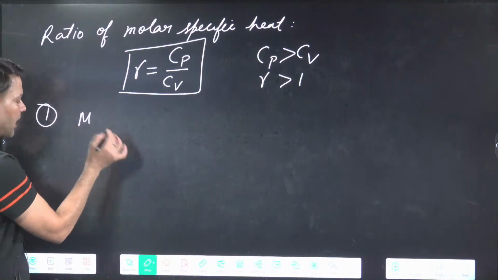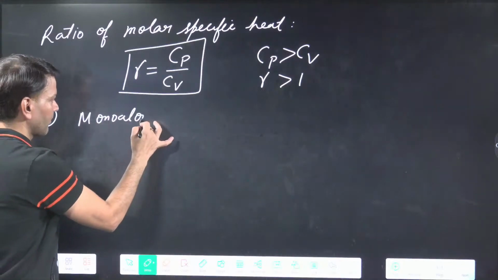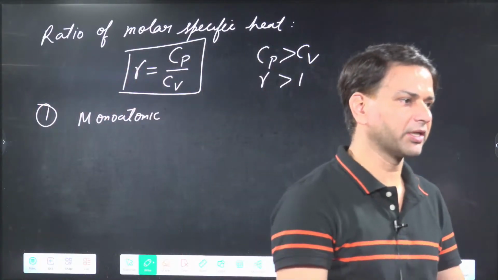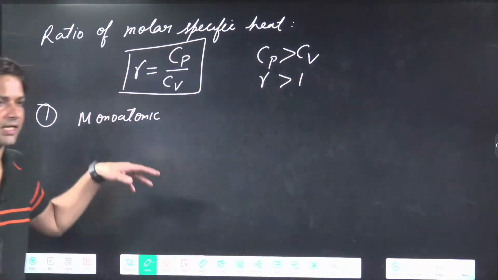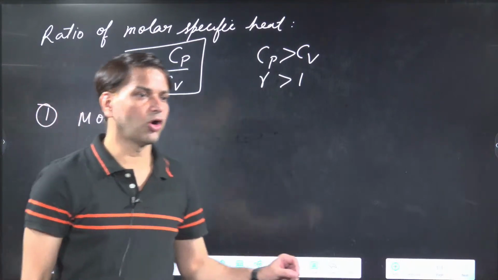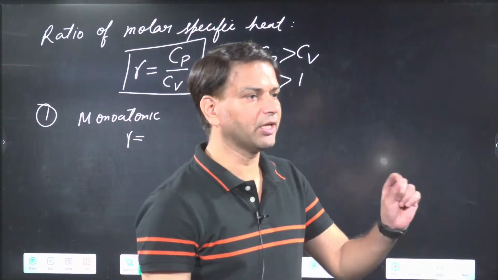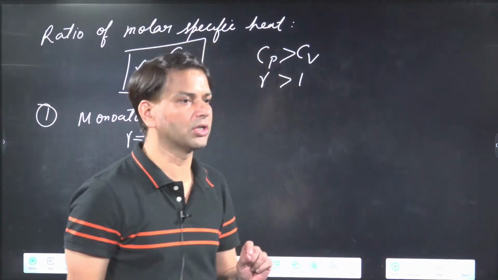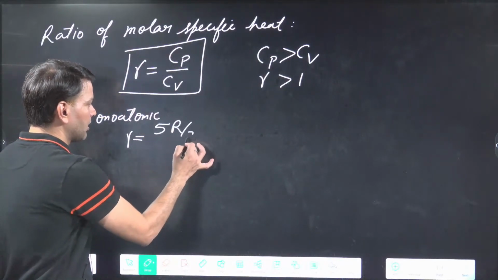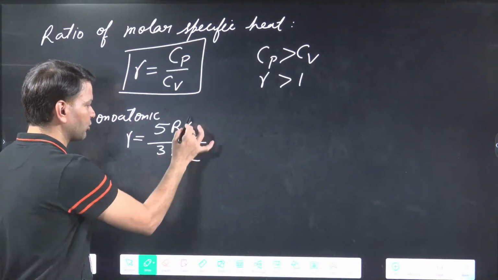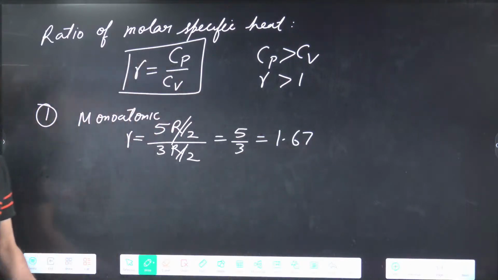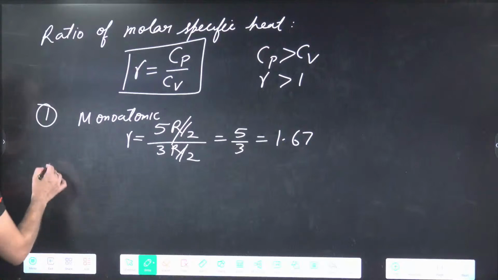Then for monatomic gas, what will you get for gamma? If they do not give anything about vibration, we will always ignore the vibration. For a monatomic gas, CV is 3R by 2. CP you get by adding R, so CP of monatomic is 5R by 2. So 5R by 2 upon 3R by 2, the R by 2 gets cancelled out. What you got is 5 by 3, that is equal to 1.67. So gamma of monatomic gas is 5 by 3.